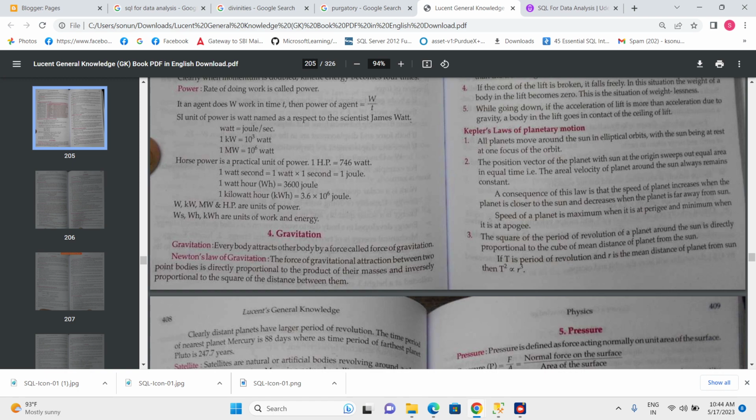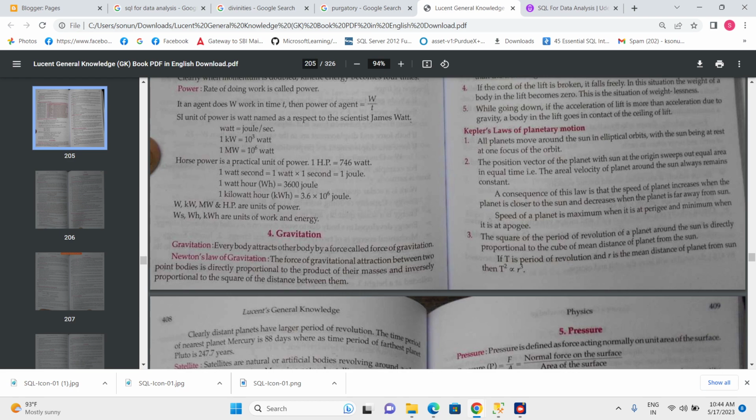The next point, a consequence of this law, is that the speed of a planet increases when the planet is closer to the sun and decreases when the planet is far away from the sun. And the speed of a planet is maximum when it is at perihelion and minimum when it is at apogee. So this is also a very important point.